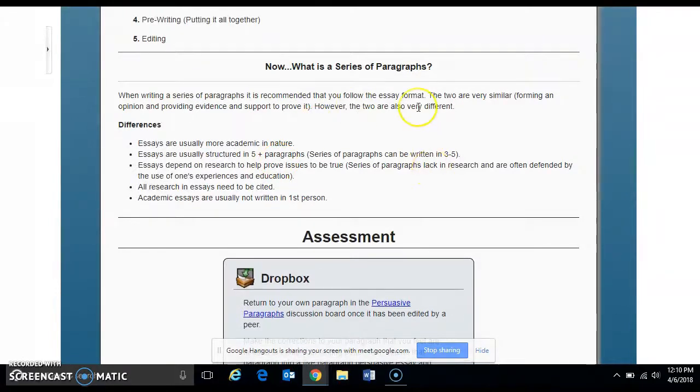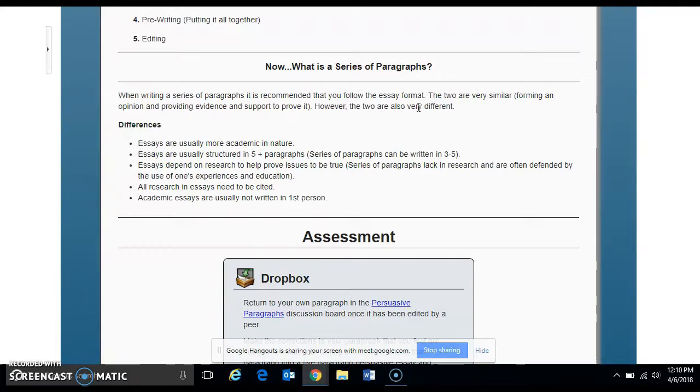And then this gets into the difference between a series of paragraphs versus an essay format. Although they look very similar, an essay is in fact more academic. A series of paragraphs can be anything from 3 to 5, whereas for an essay there is an expectation that you have your 5 paragraphs. All research and essays need to be cited. Academic essays are not usually written in first person. We're not getting too crazy into that yet. We will as we go.